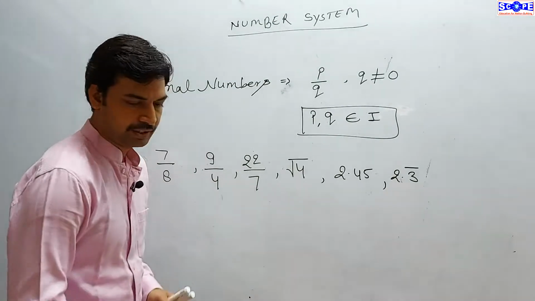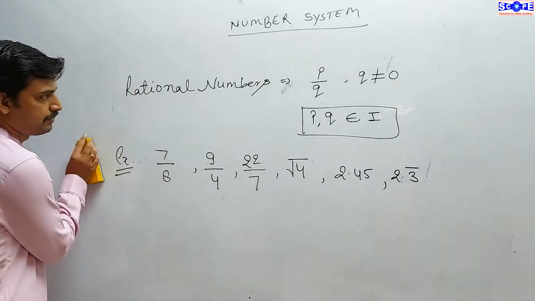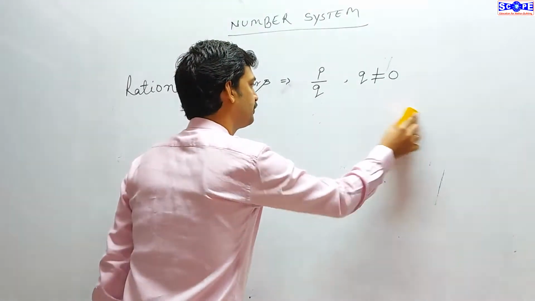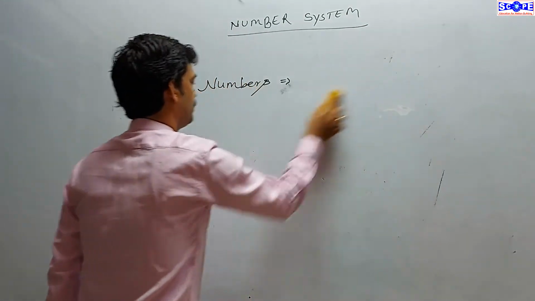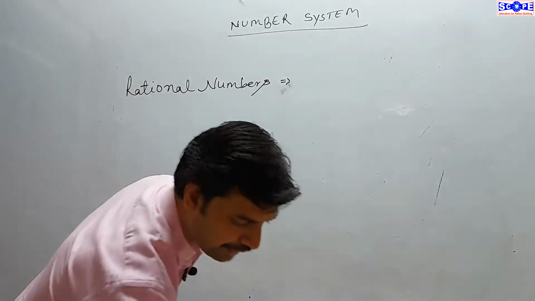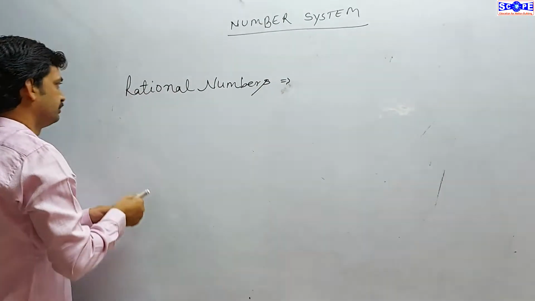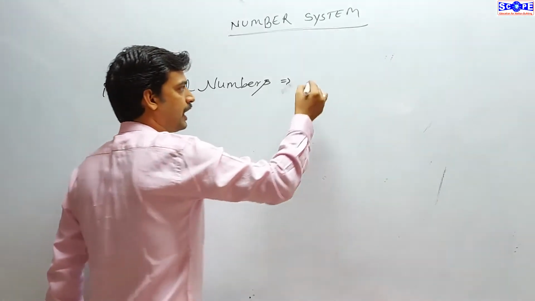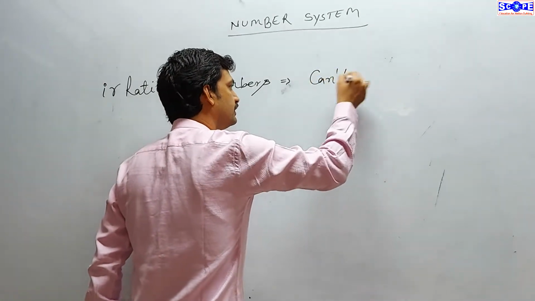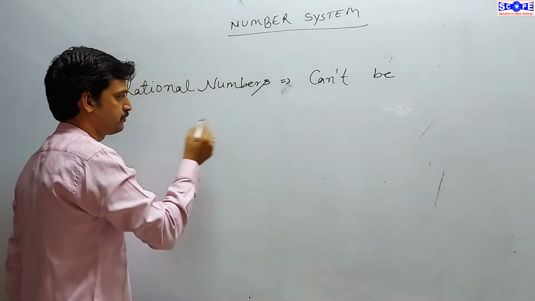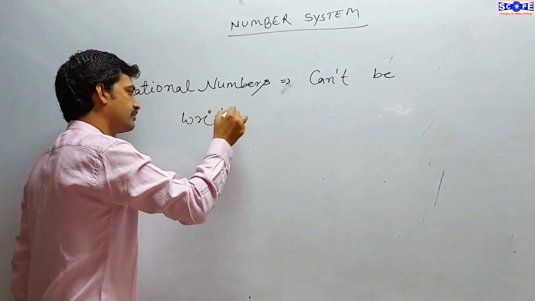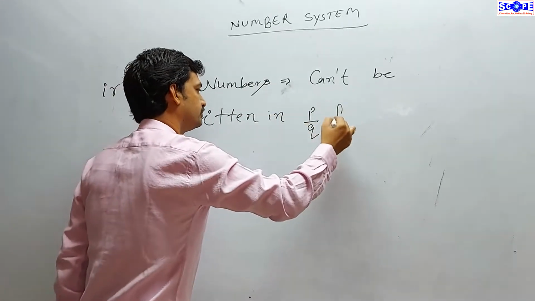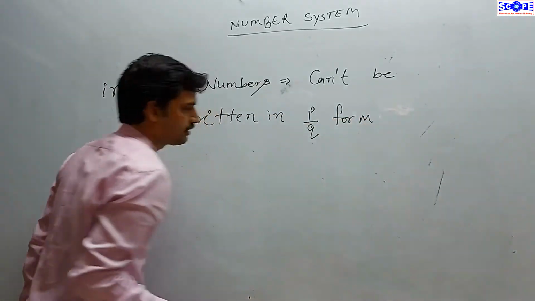When we talk about irrational numbers, they are just the opposite of rational. That means numbers which cannot be represented in P by Q form are called irrational numbers. These can't be written in P by Q form.